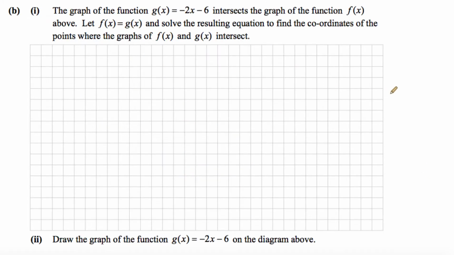Part B1 says the graph of the function g of x equals minus 2x minus 6 intersects the graph of the function f of x above. Let f of x equal g of x and solve the resulting equation to find the coordinates of the points where the graphs of f of x and g of x intersect. So the key thing here is this bit here. It says let f of x be equal to g of x.